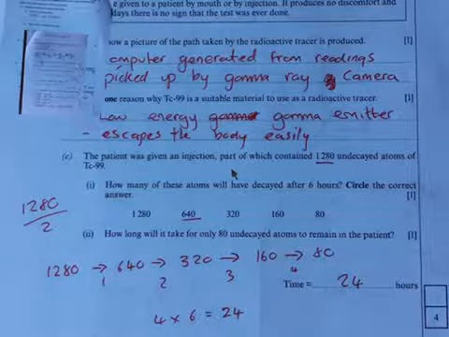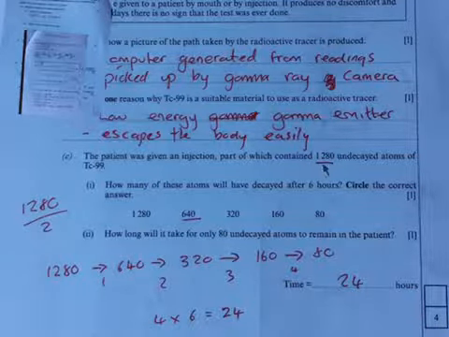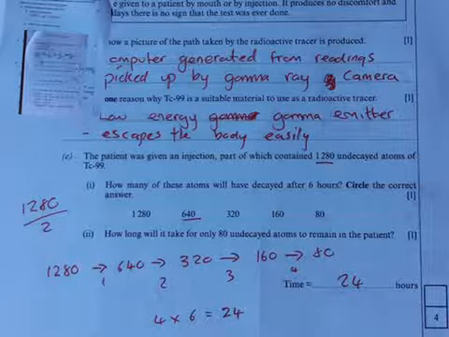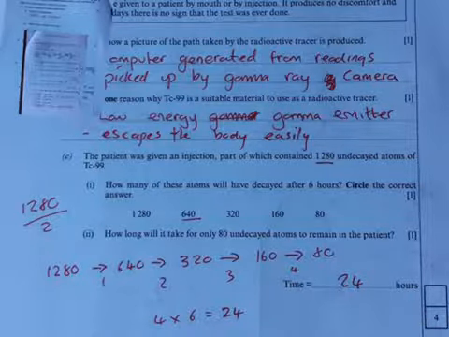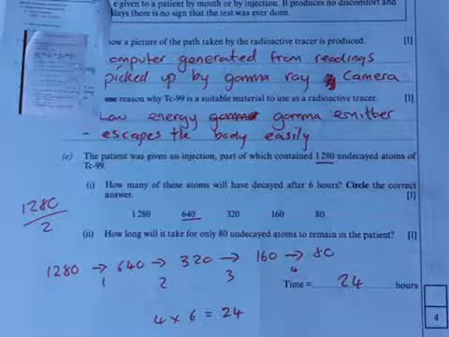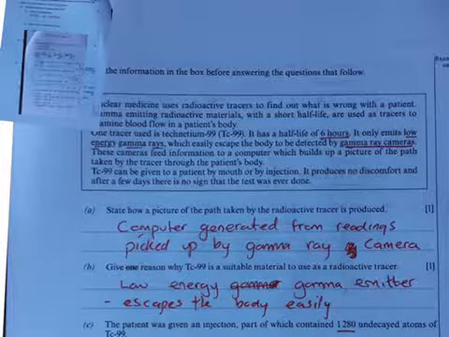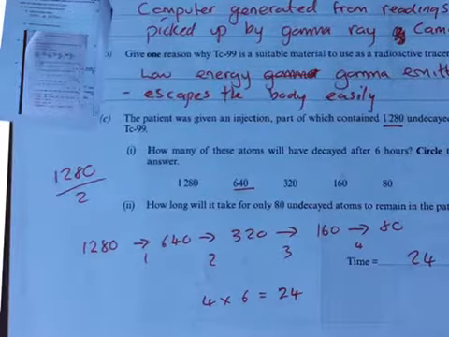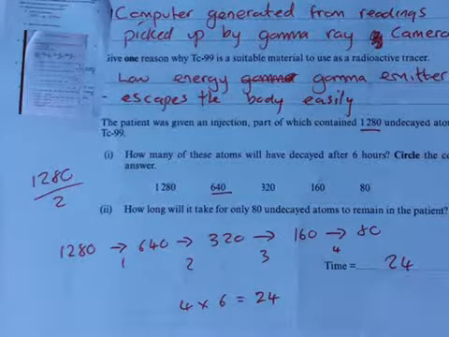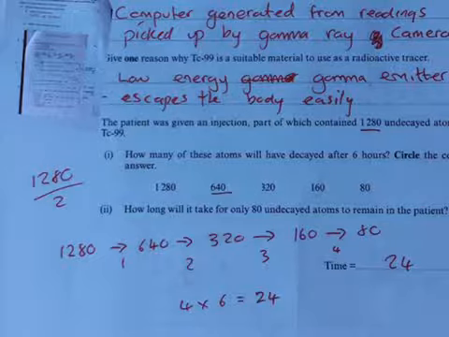The patient was given the injection, part of which contained 1,280 undecayed atoms. So these haven't decayed. So this is the starting of the journey. How many of these atoms will have decayed after 6 hours? Well, from that information, 6 hours is 1 half-life. So it's just got 1 half-life. So I'm just halving it. Half of 1280 is 640. And I've done a little calculation there, just to help me pick up marks.